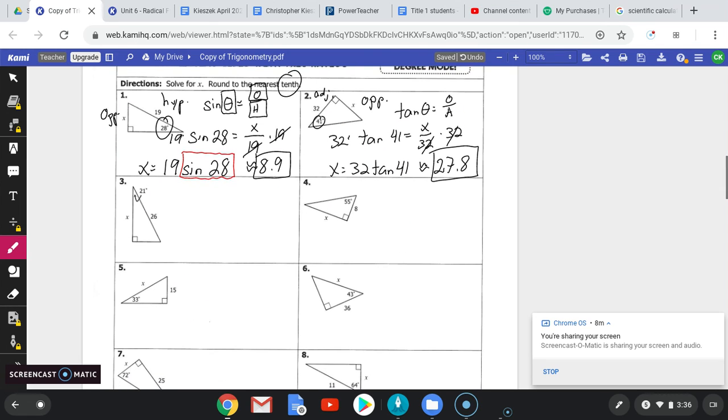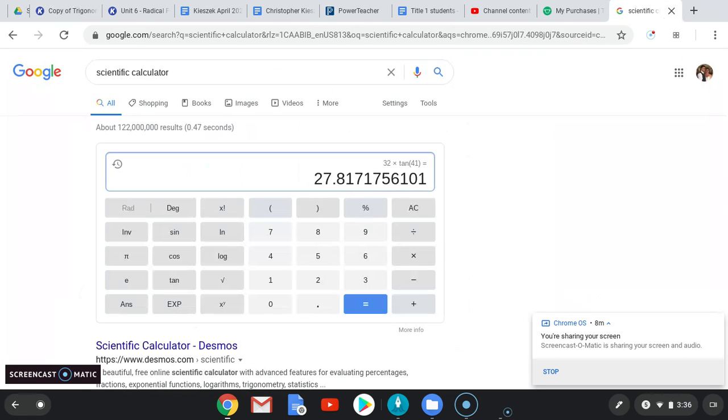Number 3. In relation to 21 degrees, which is in this corner right here, x is adjacent, and 26 is the hypotenuse. So which trig function deals with adjacent and hypotenuse? It's cosine. Cosine theta equals adjacent over hypotenuse. Fill in the blank. Cosine 21 equals adjacent x over hypotenuse 26. Multiply each side by 26, and I get x equals 26 times cosine of 21. Calculator time. 26 times cosine of 21, 24.3.